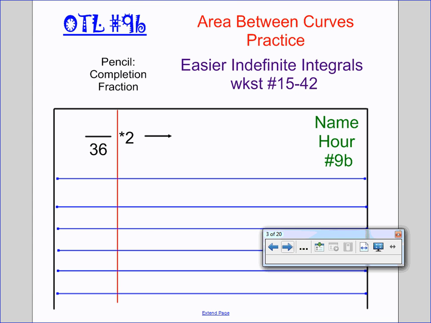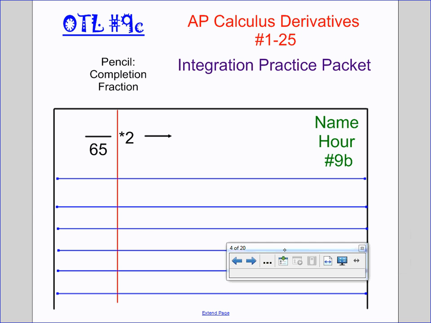You guys should have already turned this in with the substitute last time, the area between curves practice and the easier indefinite integrals worksheet stapled together. I found those on my desk. I just haven't recorded them yet, but I did find a pile of those on my desk. What we're going to do is go ahead and turn in OTL 9C. And so again, we'll go ahead and start the stapler. If you guys can kindly staple those together.